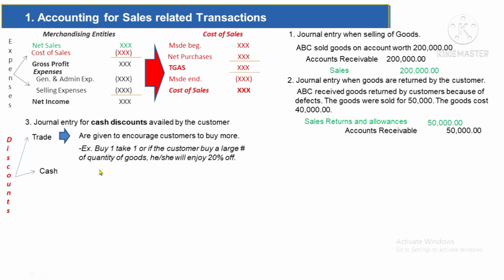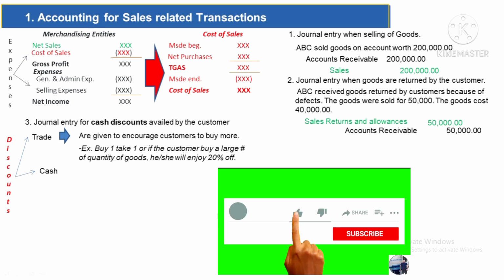Now, what is the journal entry of the seller if the buyer availed of a trade discount? The answer is none. It is because the sales account that you have recognized here is assumed to be net of trade discount already. As a matter of fact, the sales invoice that you are going to issue to the buyer is already net of trade discounts, if any. Let's go to cash discounts.